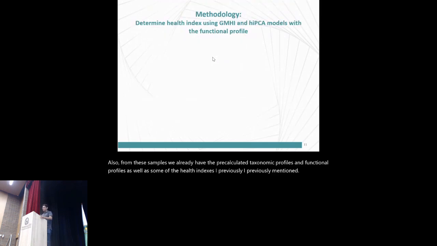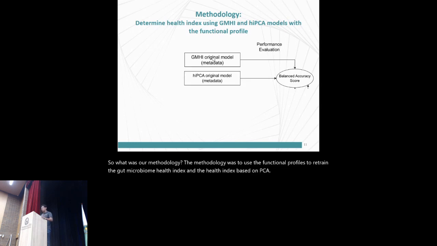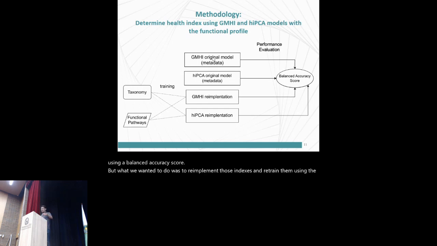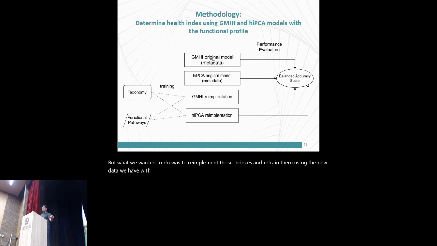So what was our methodology? The methodology was to use the functional profiles to retrain the gut microbiome health index and the health index based on PCA. As I said, we already had those pre-calculated indexes, so we could directly evaluate them using a balanced accuracy score. But what we wanted to do was to re-implement those indexes and retrain them using the new data we have with the taxonomy and also with the functional pathways. After we retrain them, we would evaluate them with the same score, and then we could make comparisons between the models.